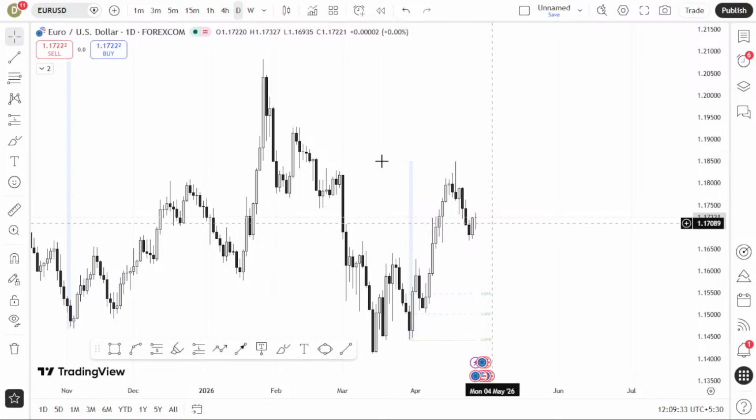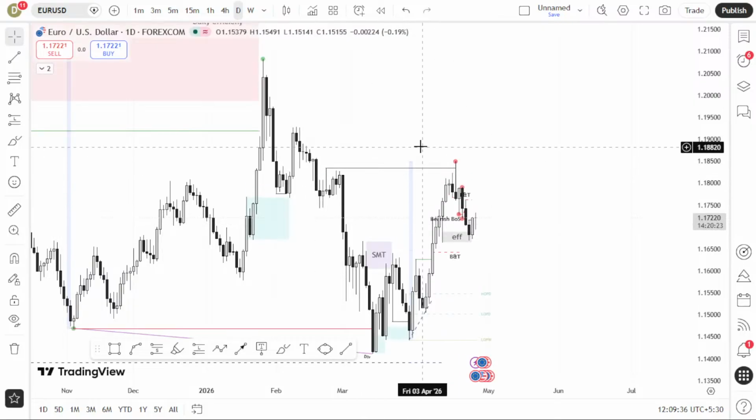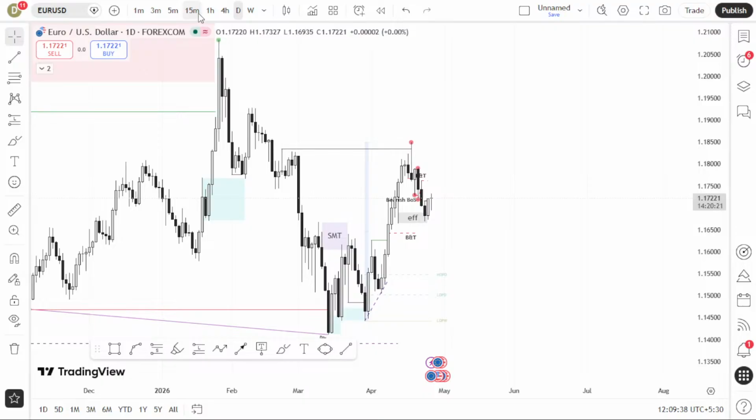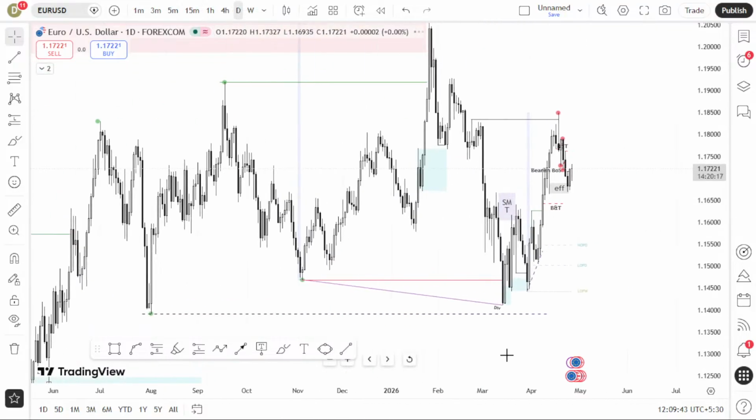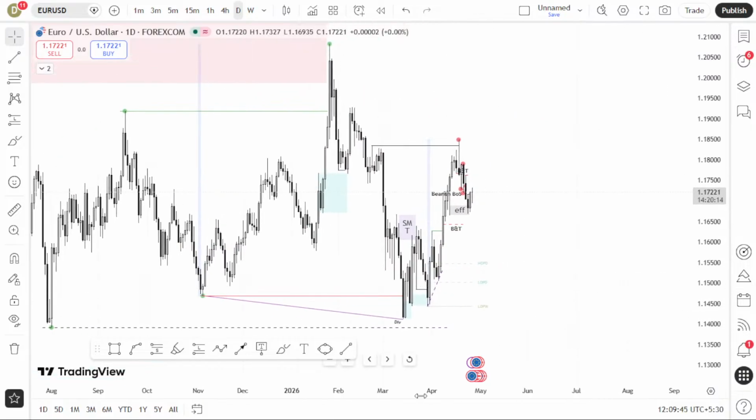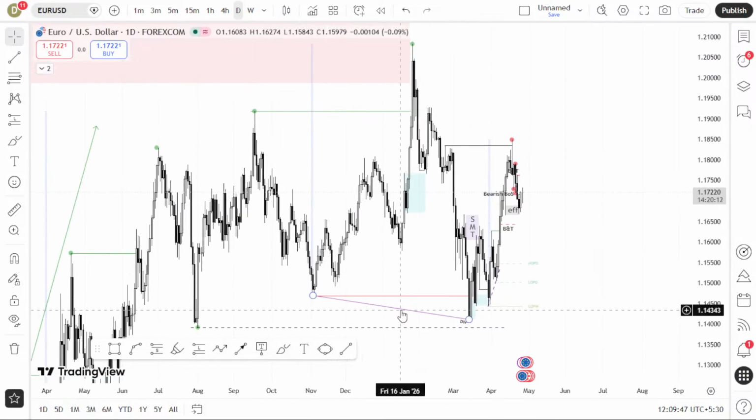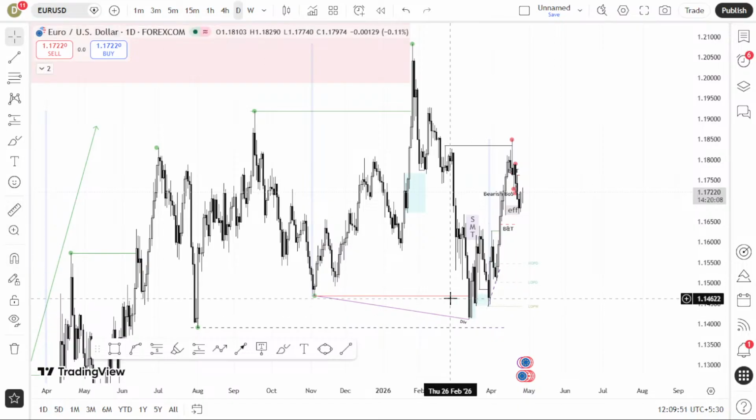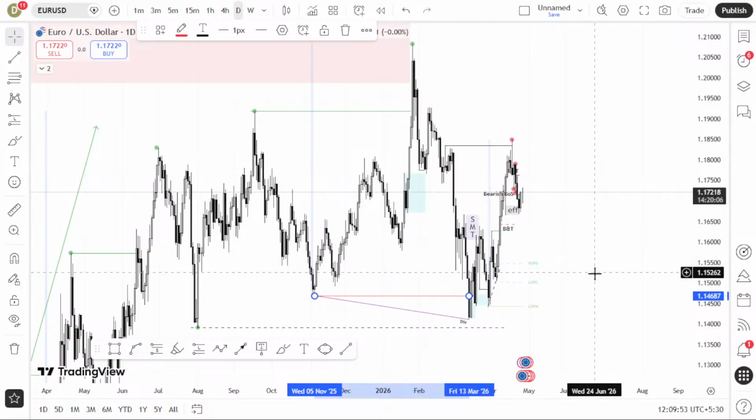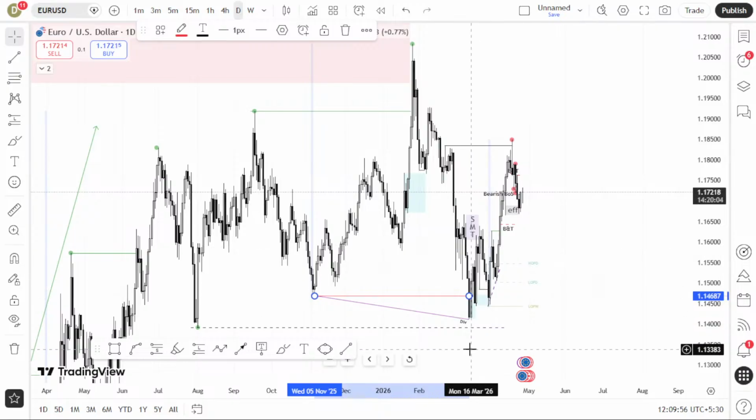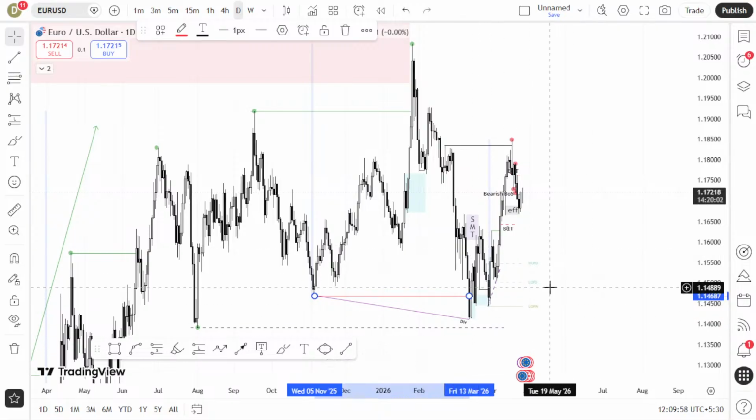We'll first go through Euro, then GBP, then we'll go through USD. Looking at Euro, you can see that we have got a bearish break of structure here, which happened around a week, 10 days ago.